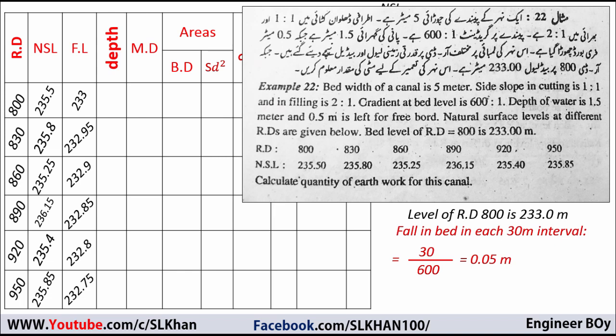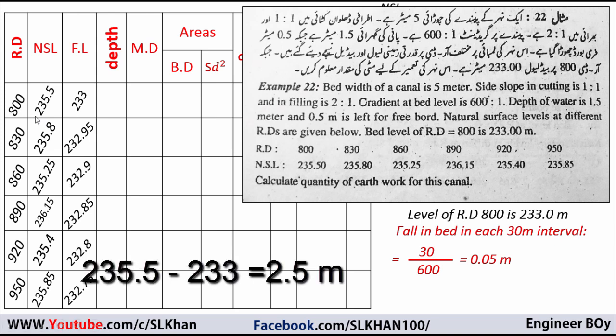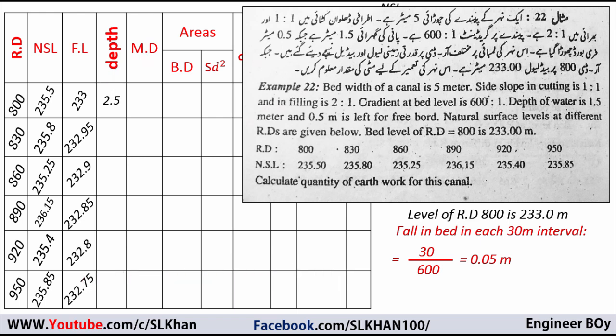It's so simple. Now the next thing we're going to calculate is the depth at each RD, and this is also simple. We just subtract the FL from the NSL. For example, to calculate the depth at RD 800, it is the NSL, which is 235.5, minus the FL, which is 233, and that is the depth at RD 800. That is just 2.5.